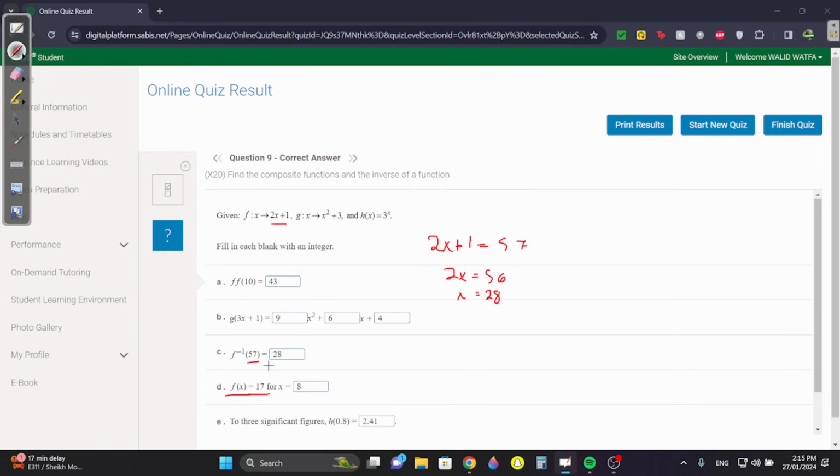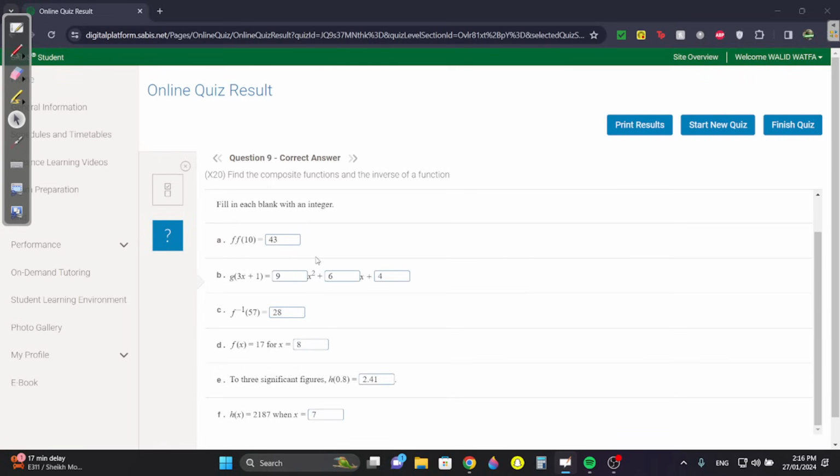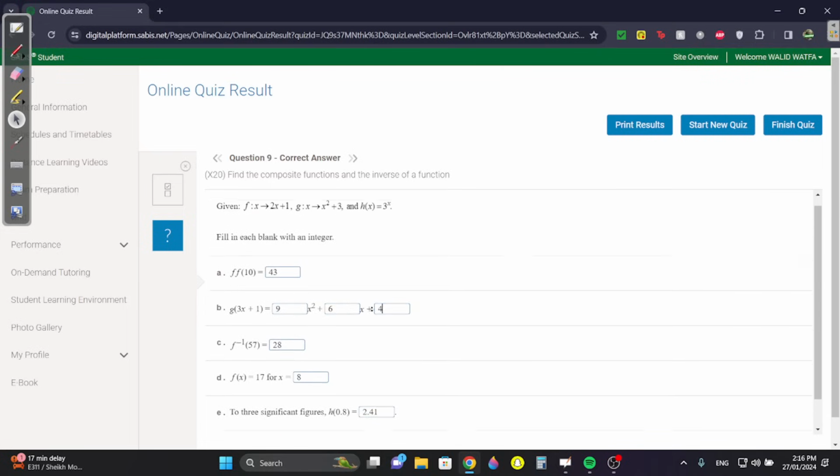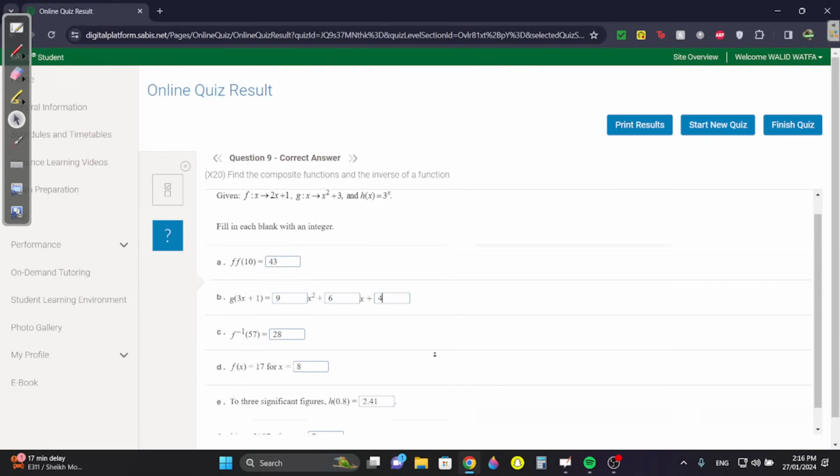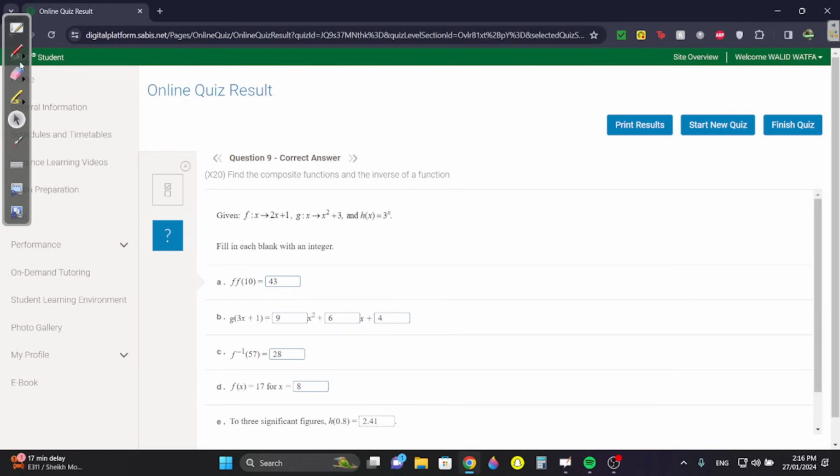And then they say f of x equals 17. So you take f of x, 2x plus 1, and you equate it to 17. You get 2x equals 16, x equals 8. Part E. Look, honestly, I don't think it will come. Not E, sorry. E can come, h of 0.8, you just do this in a calculator.